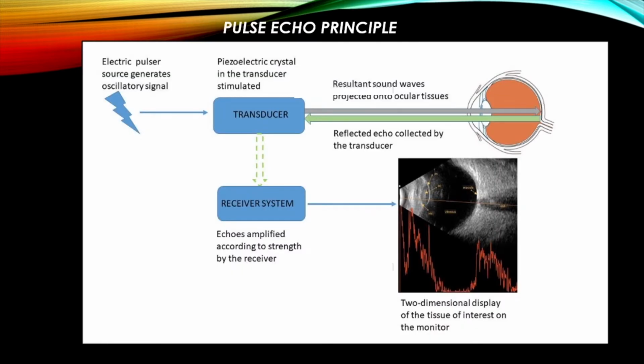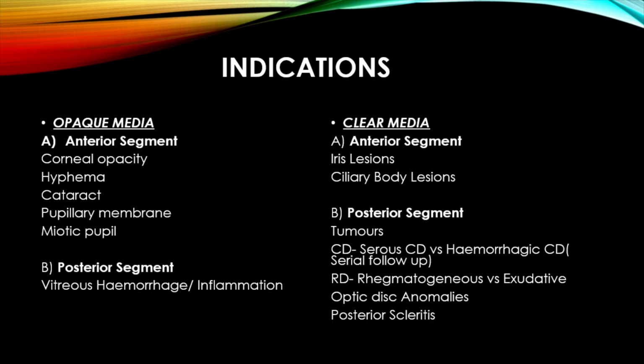Ultrasound basically works on a pulse echo principle. Here, the electric current stimulates the piezoelectric crystals in the transducer, so the electric current is converted to sound energy, and the resultant sound waves are projected on the ocular tissues. The sound waves that are reflected from the various tissues are collected by the transducer, and they are amplified according to the strength which they receive, and finally a two-dimensional display of the tissue of interest is generated on the monitor.